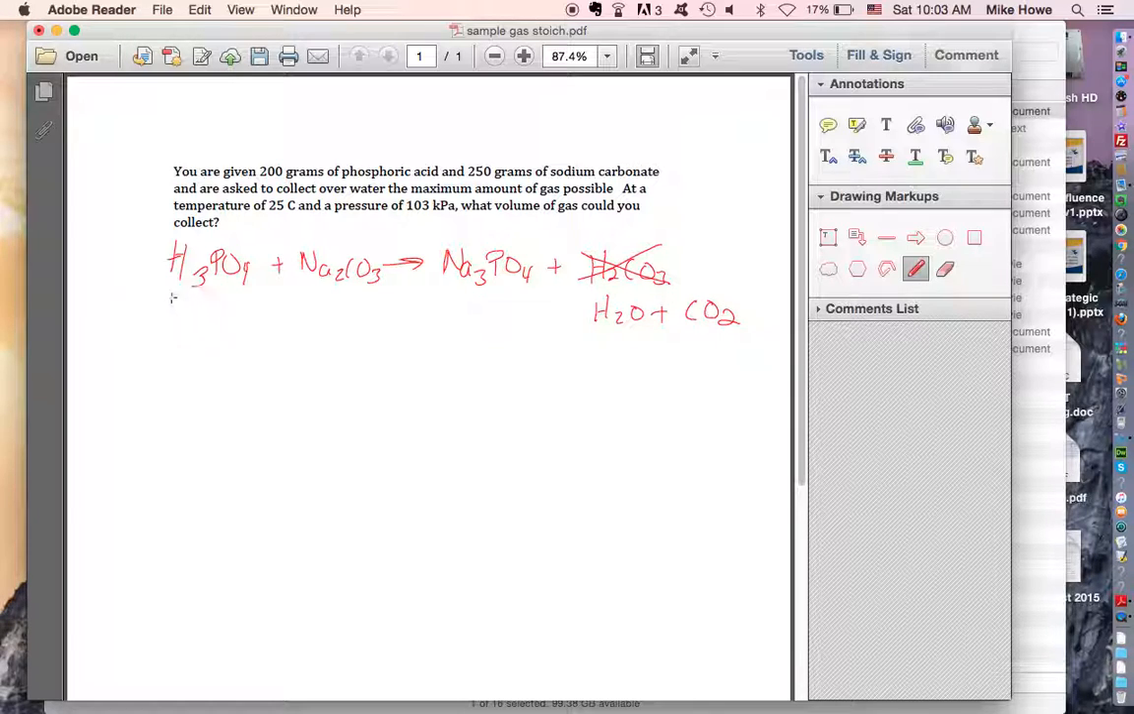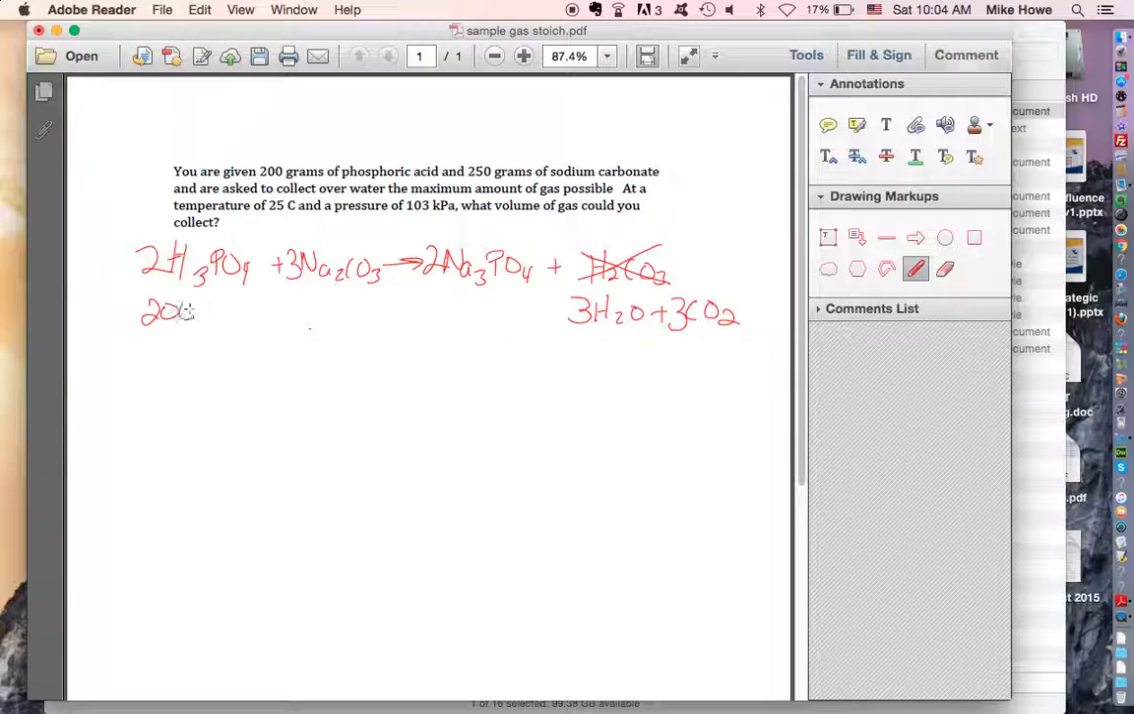Alright, so to balance the equation, we're going to need to put a 2 here and a 3 here. That would give us 2 PO4s, so put a 2 in front of the sodium phosphate. That gives us 6 atoms of sodium, so we need to put a 3 over here. And there's our balanced chemical equation, it looks like. Oh, wait a minute. Did I put a 3 in front of the water and in front of the carbon dioxide? There we go. Now it's a balanced chemical equation.